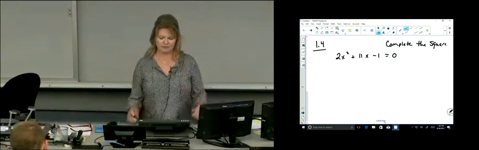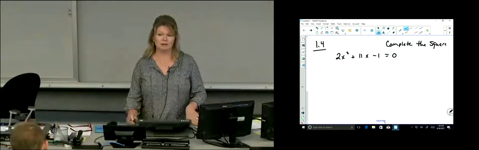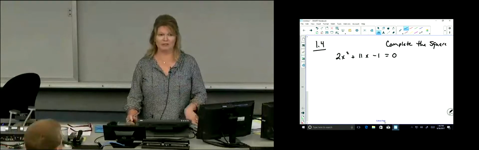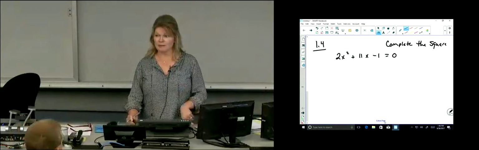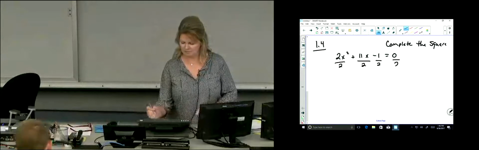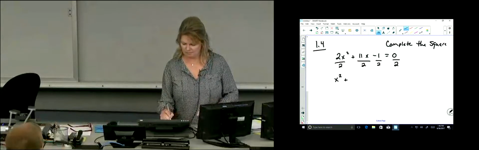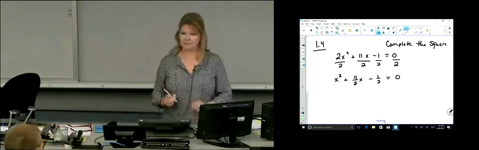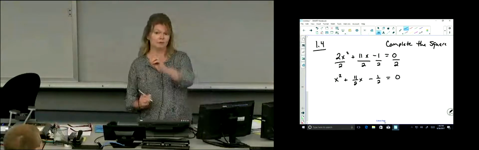And it was 2x squared plus 11x minus 1, and they specifically wanted us to complete the square. I know the ugliness of this is we have to deal with fractions. Remember, the first thing is we want that coefficient of x squared to be 1. So we're going to divide every single term by 2 to make that first coefficient a 1. Then we take that third term, move it to the other side.